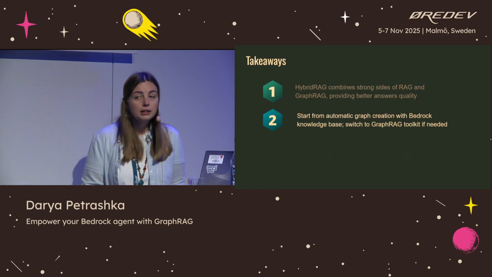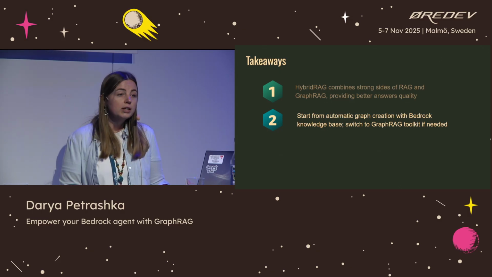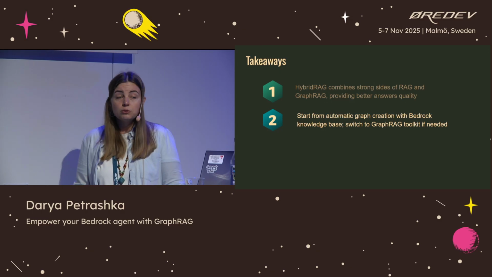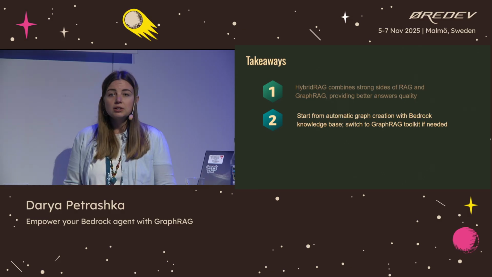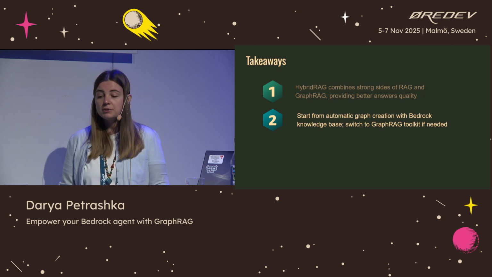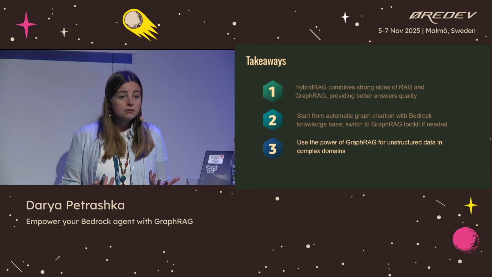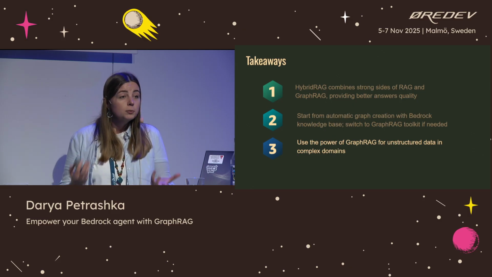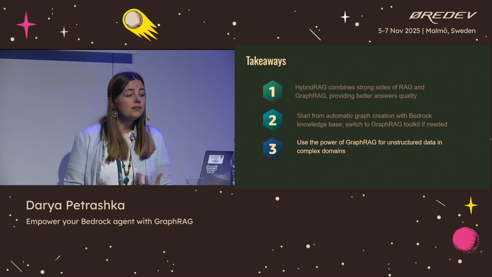The second one, if we want to start quick and explore something, we can start with automatic graph creation with Bedrock knowledge bases, and we can experiment and switch to the GraphRAG toolkit if more customization is needed. And use graphs and graph-powered RAG for unstructured data in complex domains where they can be modeled using entities and their relationships.